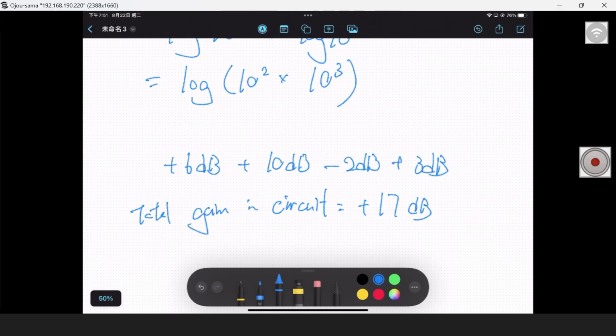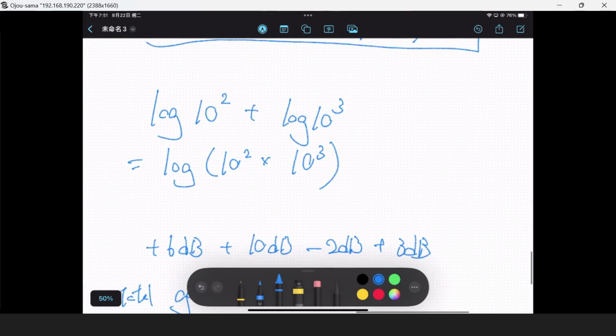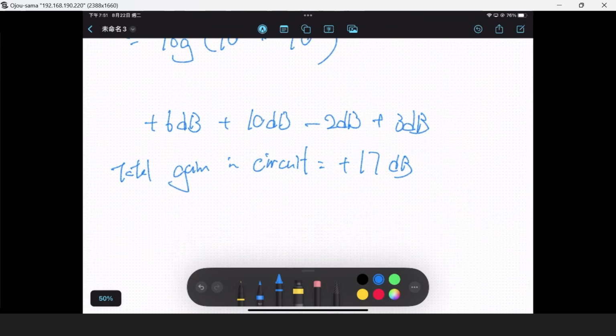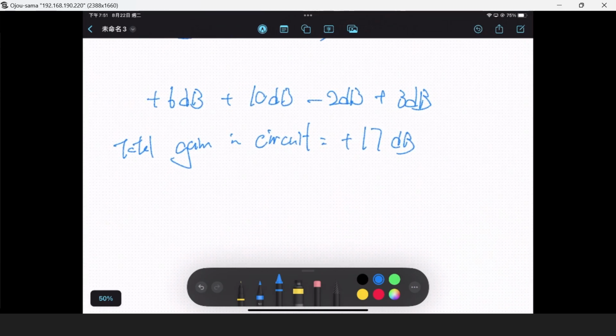So your final gain in the circuit is 7 plus 7 dB. If you have dB on its own, you can just add the numbers. Don't worry, you can just add the numbers. So you now know that the gain is 17 dB.